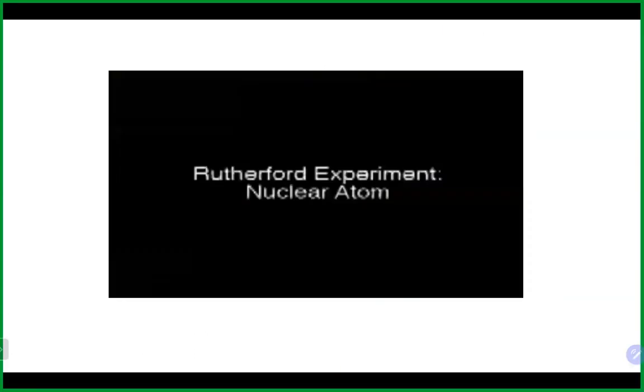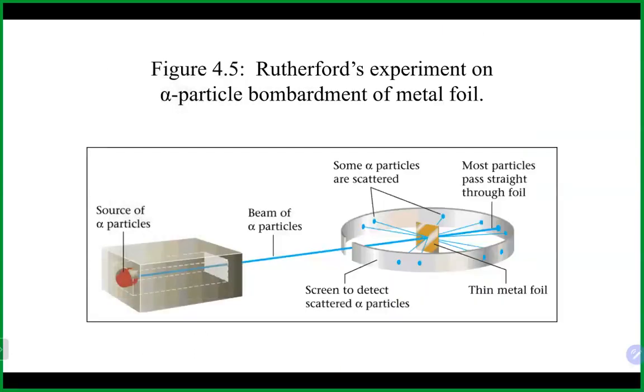What he saw, as we saw in that video, is that most of the particles went through with no problem. They just sailed right through. But every so often, as you can see in that animation and in this picture here, alpha particles bounced off at really large angles. This was really surprising to him based on the plum pudding model, because he thought they should hit something positive as they went through, and we should see some deflection because of positive and positive.